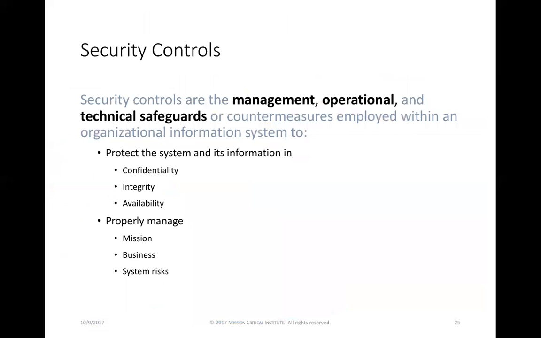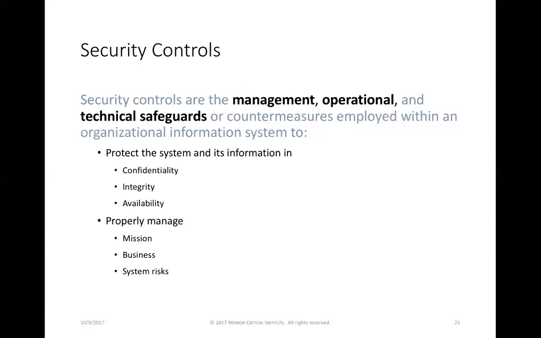Okay, security controls. Security controls are all listed in 800-53. There's millions of them in there. Actually, there's probably about 800 or so in there. There's three different types. There's management, operational, and technical safeguards.